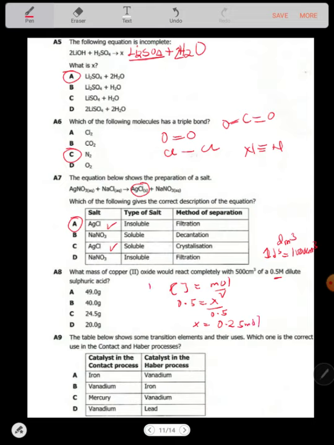Now, step 2, mass is equal to molar mass times the number of moles.